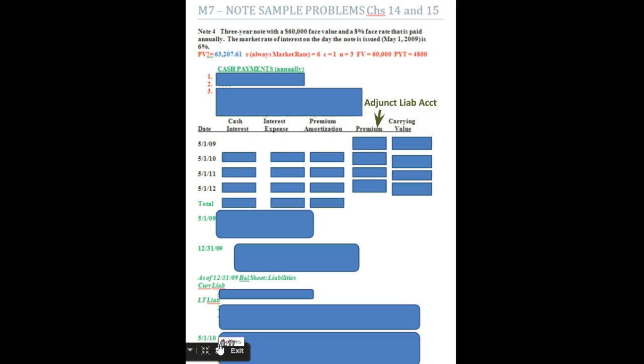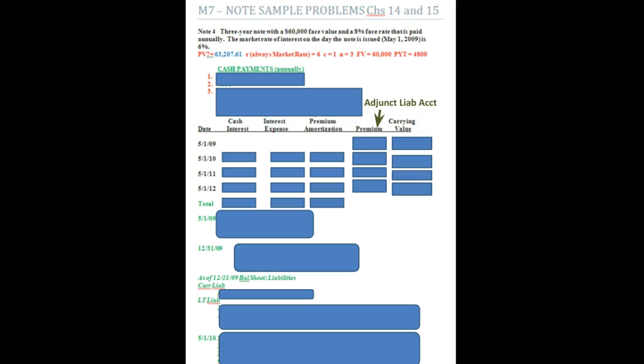Yesterday we went over the discount notes, so today we're going to go over the premium. Like before, we have a 3-year note, so you have a face value of the note, which is $60,000. And the face rate is still 8%, but now look what happens to the market rate. The market rate is lower than the face rate. So when the market rate is lower than the face rate, the note is going to be issued at a premium, okay? So the payments don't change.